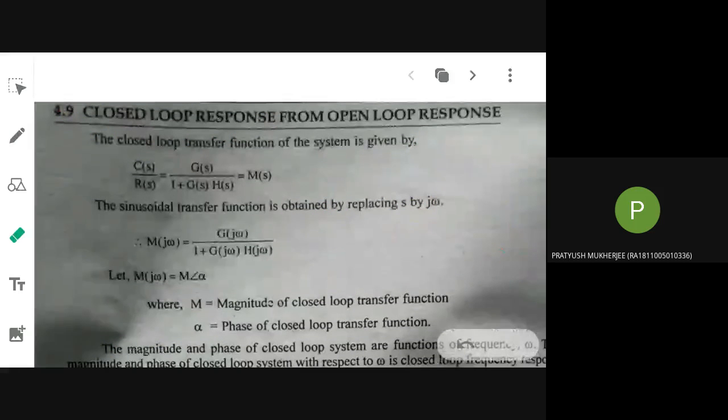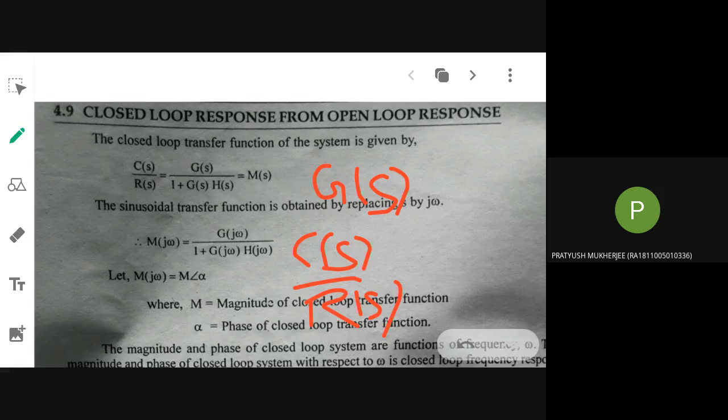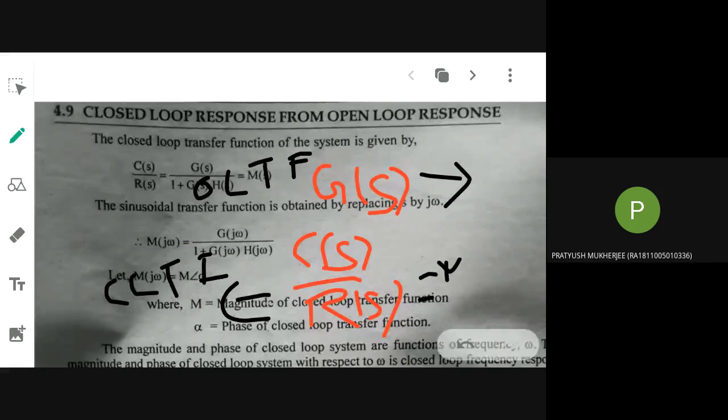Now you know there is a difference between G of S and C of S divided by R of S. What is the difference between these two notations? Which one is your open loop transfer function and which one is your closed loop transfer function? G of S is the open loop transfer function, OLTF, and C of S divided by R of S is your closed loop transfer function. Generally, we represent that as M of S.